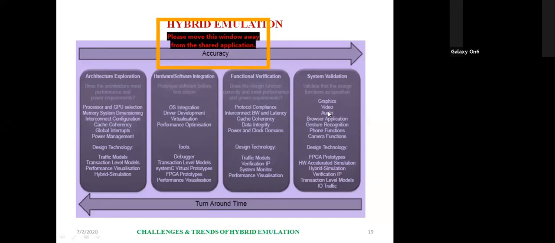So for system validation, we have graphics, video, audio, browser applications, gesture recognition, phone functions, camera. Even Wi-Fi can be used for taking it in remotely also, you can make it. FPGA prototypes, hardware acceleration, simulation, hybrid simulation, verification, transaction level.